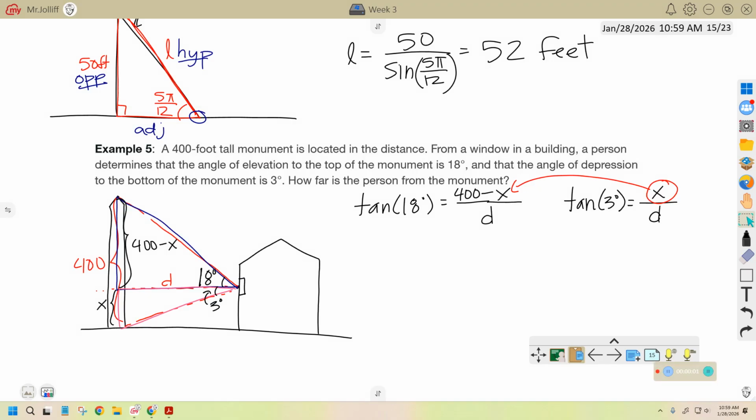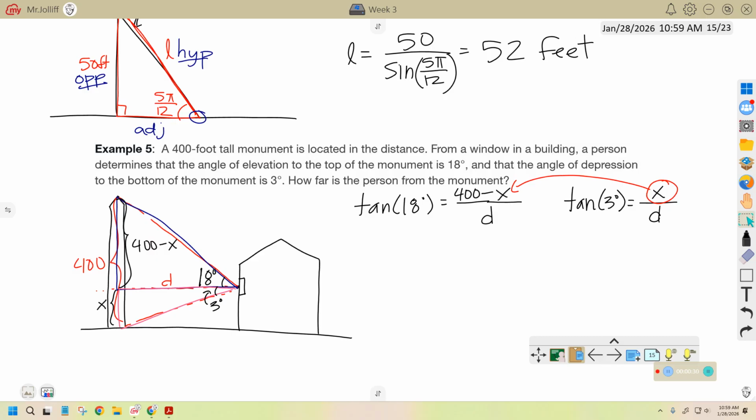All right, so picking up where we left off on Monday, we were looking at an example where we were staying in a hotel some distance from a monument. If I stood at my window, looked straight out, and then tilted my head up 18 degrees, I saw the top of the monument. If I stood at my window, looked straight out, and then tilted my head down 3 degrees, I could see the bottom of the monument. And we used that information to build two right triangles.